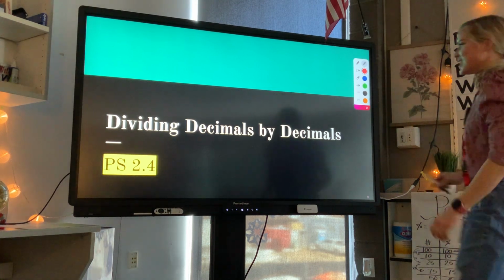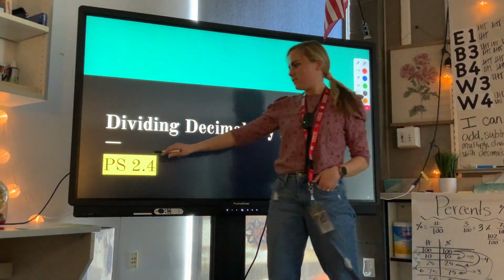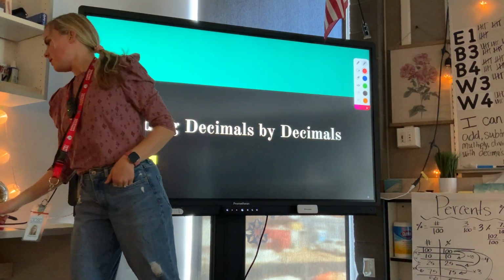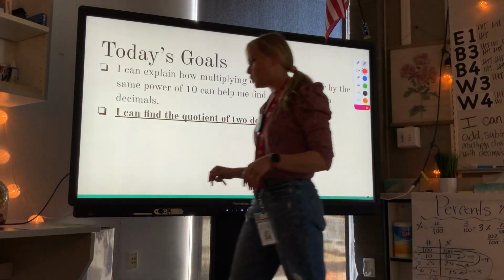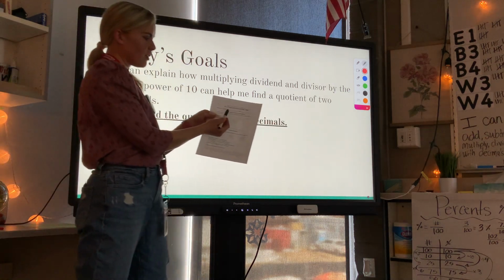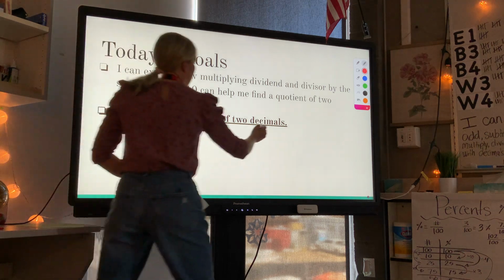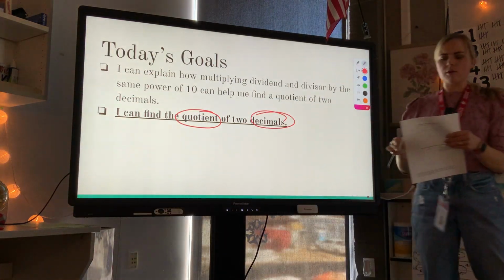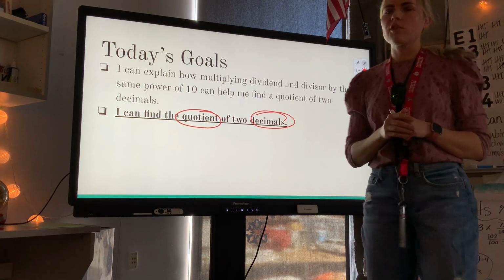Alrighty, this video is going over dividing decimals by decimals. This is priority standard 2.4. So our goal today is I can find the quotients of two decimals. So if you see at the top of your paper, I can find the quotients of two decimals. That's what you're gonna fill out on your lesson goal on the top of your paper for today.